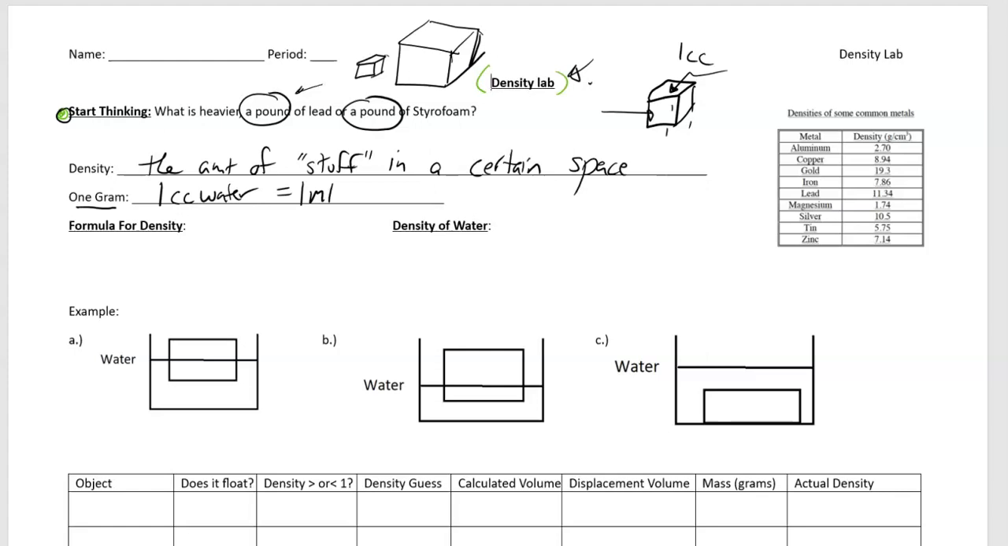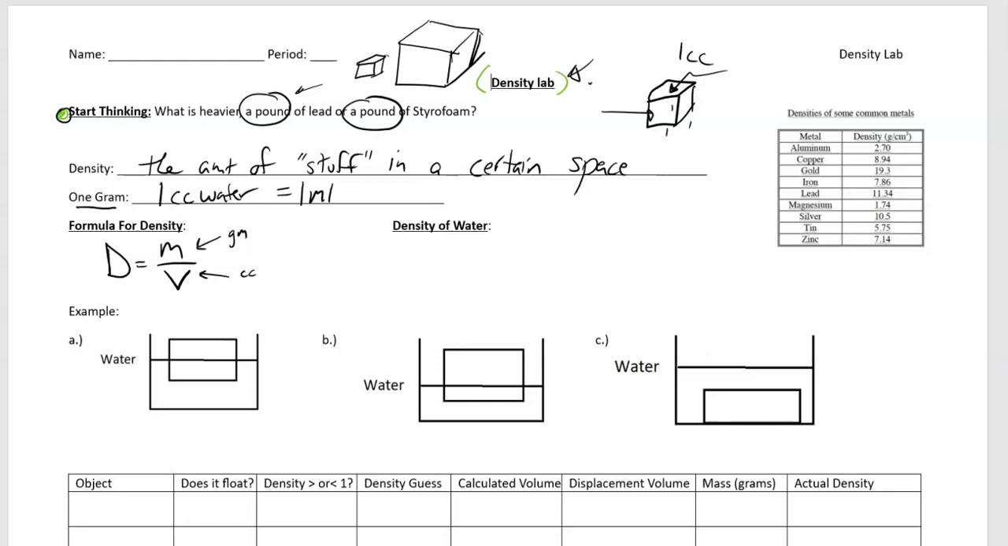So the formula for density is going to be density equals the mass, the amount of stuff that fits in a certain volume. This is going to be in grams, and this is going to be in cubic centimeters. Also, you could think of it as milliliters.